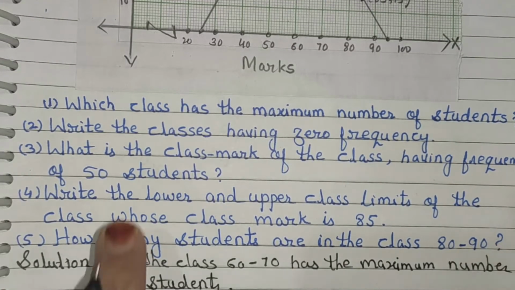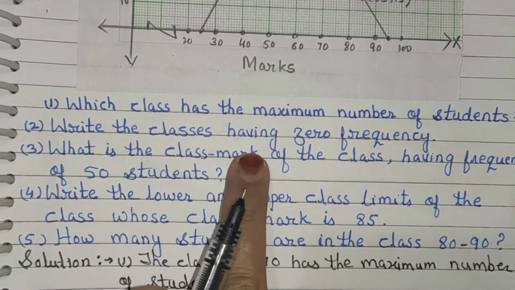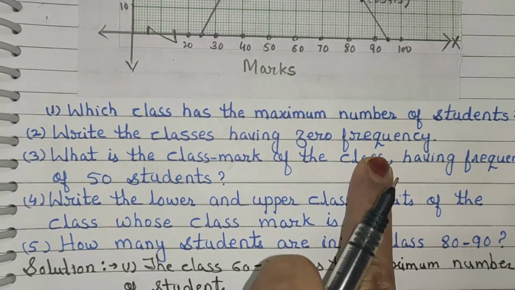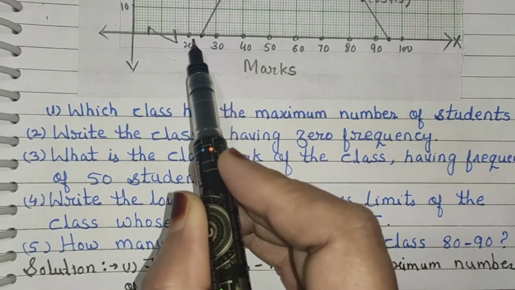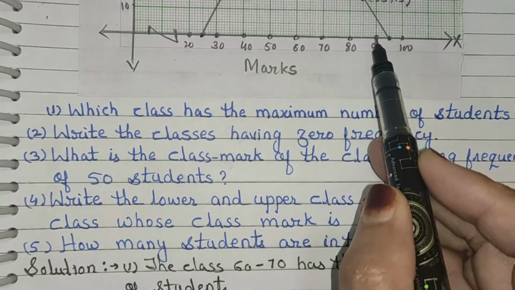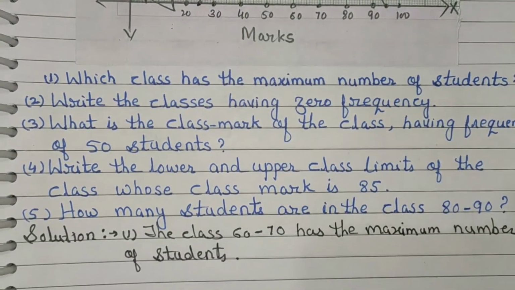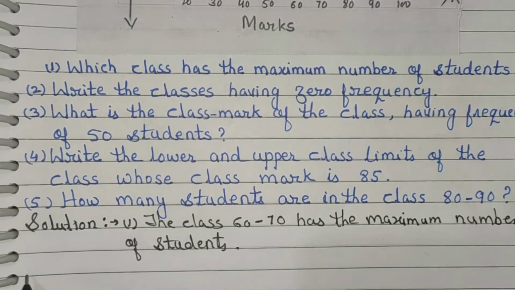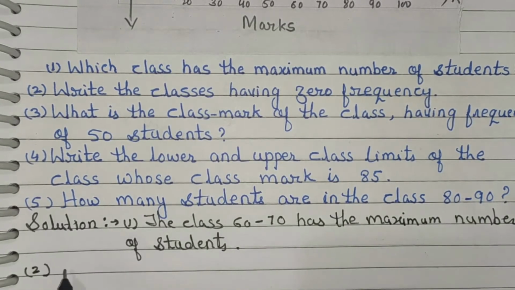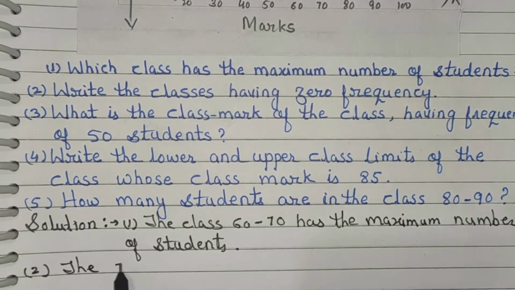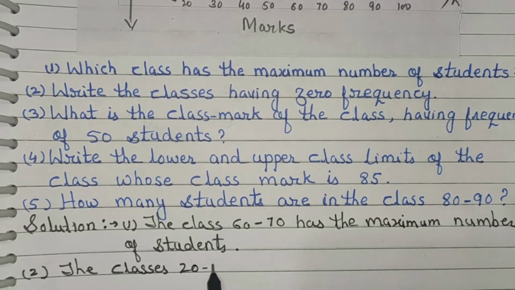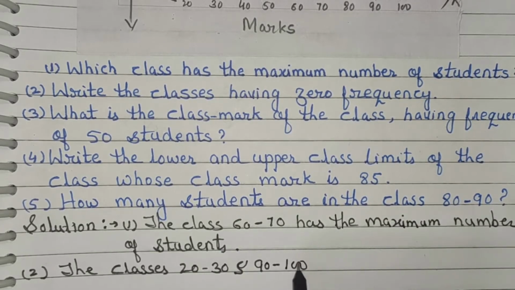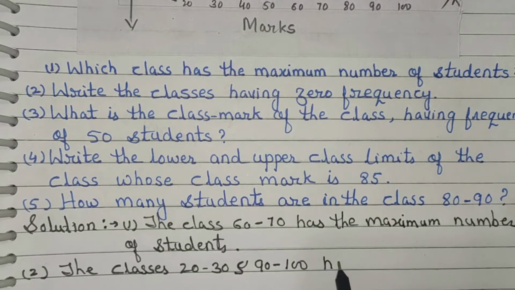Now next question is write the classes having zero frequency. Now look at here. Zero frequency is here in between 20 and 30 class, and last class 90 to 100. Therefore write down the answer of the second one. The classes 20 to 30 and 90 to 100 have zero frequency.